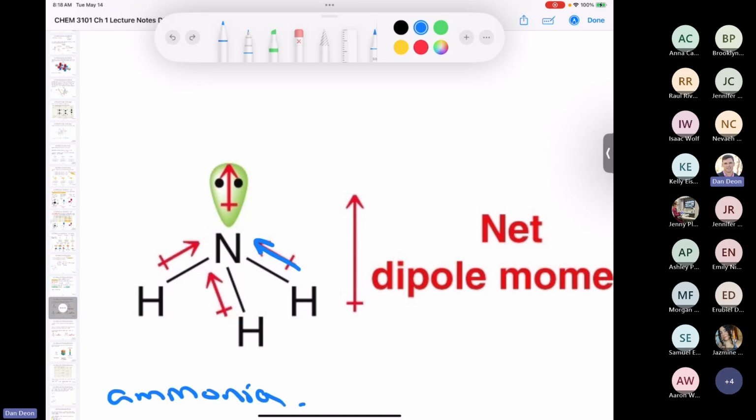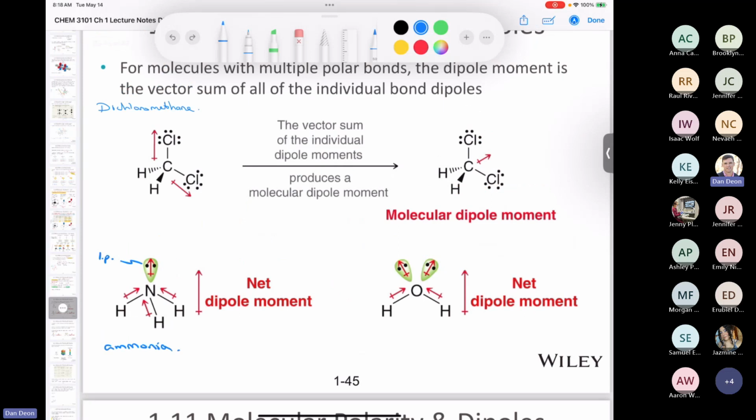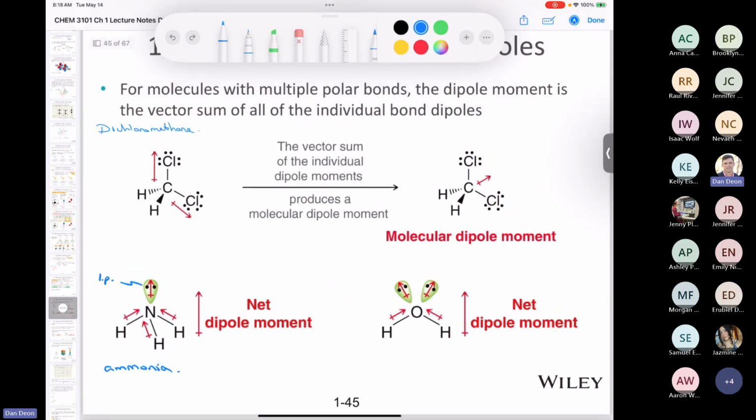Now, something that you may or may not have heard in your general chemistry class is that a lone pair, so this is a lone pair of electrons, creates a small dipole as well. And so the dipole is going to go in the direction of the lone pair. So if you tally up those four vectors, you get a net dipole going in this direction. So is ammonia a polar molecule? The answer is yes.